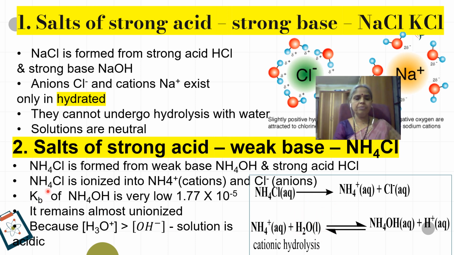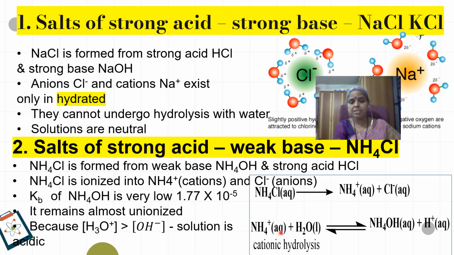So ammonium will react with water to form ammonium hydroxide, but ammonium hydroxide is a very weak base. It has a very low Kb value. Kb is the base dissociation constant, which is only 1.77 into 10 to the power of minus 5. So it doesn't undergo any breakage. Ammonium hydroxide is formed, but it is not ionized. That means OH minus ions are locked. OH minus ions are nicely locked.